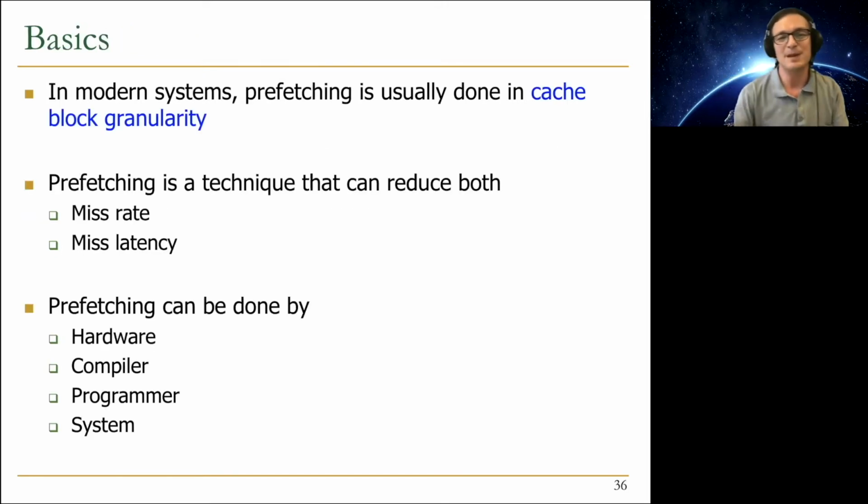Okay, let's talk about basics of prefetching a little bit. In modern systems, prefetching is usually done at cache block granularity because, as I said, prefetching is tightly integrated into the caching system, which we've discussed extensively. And as we said, prefetching is a technique that can reduce both miss rate and miss latency. It's a very rich area because it can be done by the hardware, compiler, programmer, and the system, or a combination of all of them, actually. In existing systems, all of them do some sort of prefetching, and potentially in a cooperative manner between the hardware and the software.